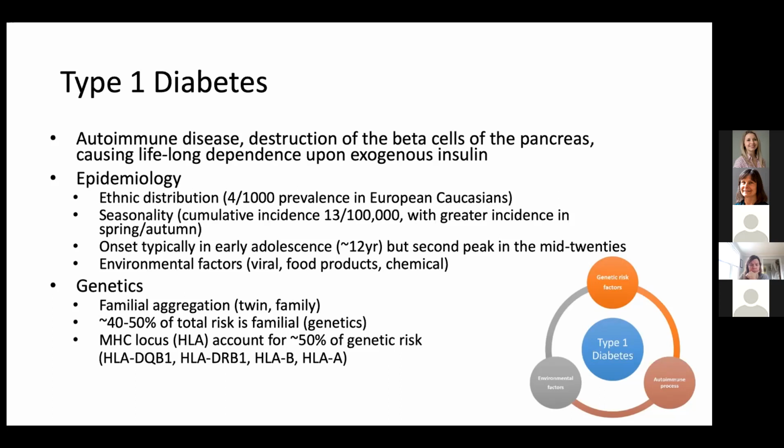One thing that's different from other complex diseases is that half of the risk is in the HLA region for type 1 diabetes. The HLA region has a pretty strong effect on disease risk, and we and others have shown that HLA-DQB1, DRB1, HLA-B, and HLA-A have independent risk variants.